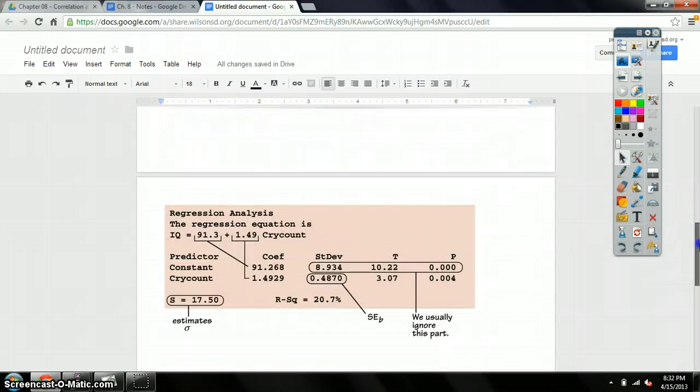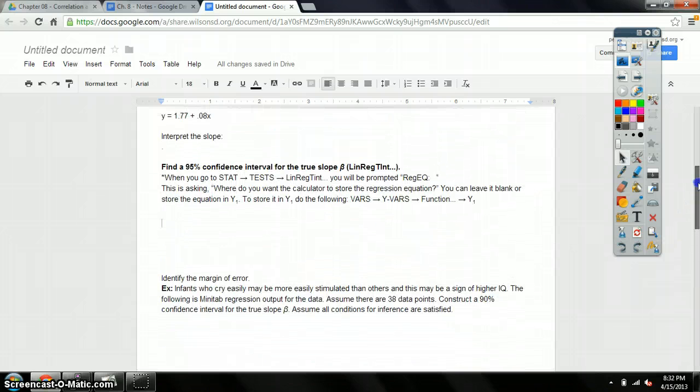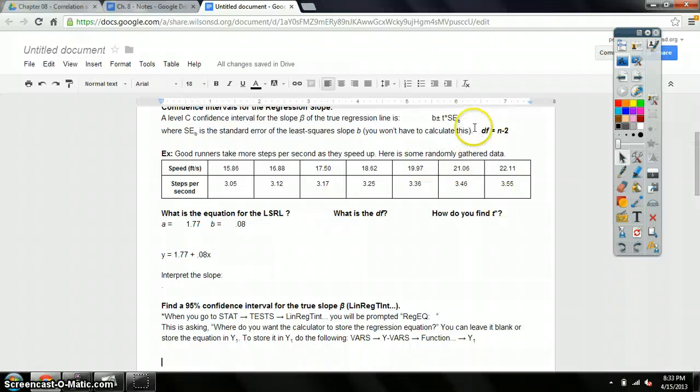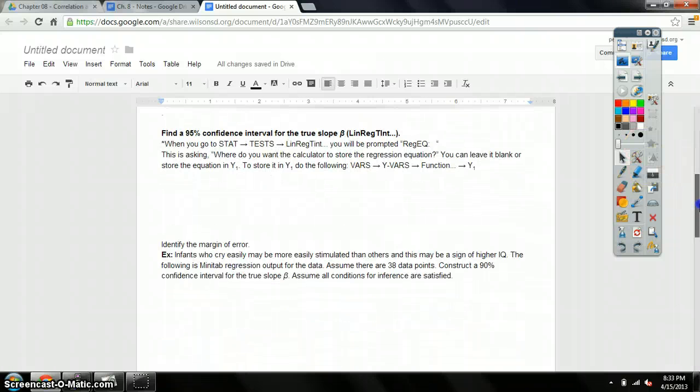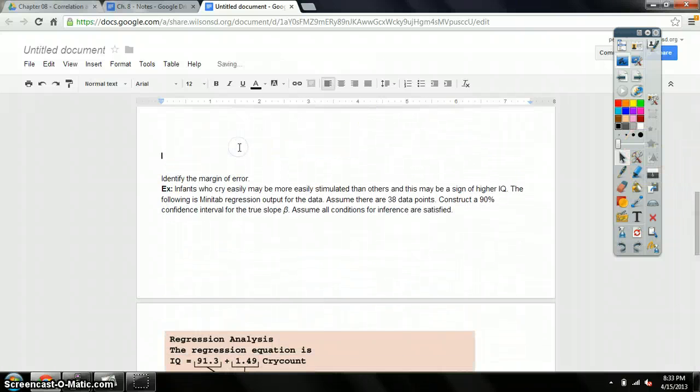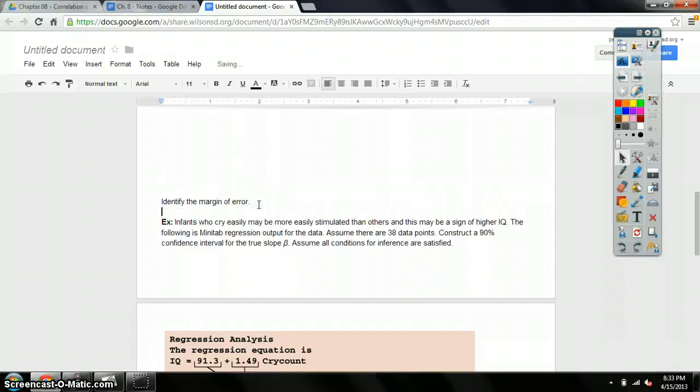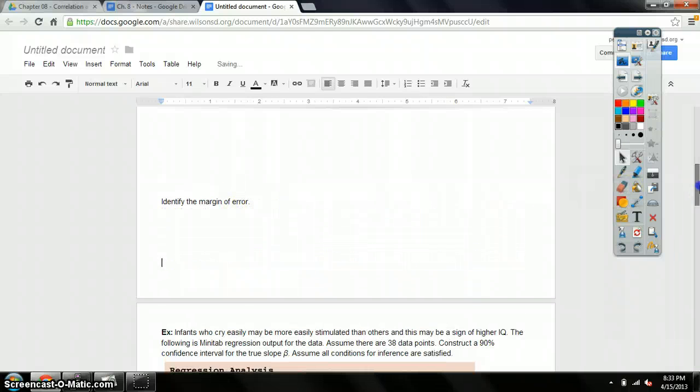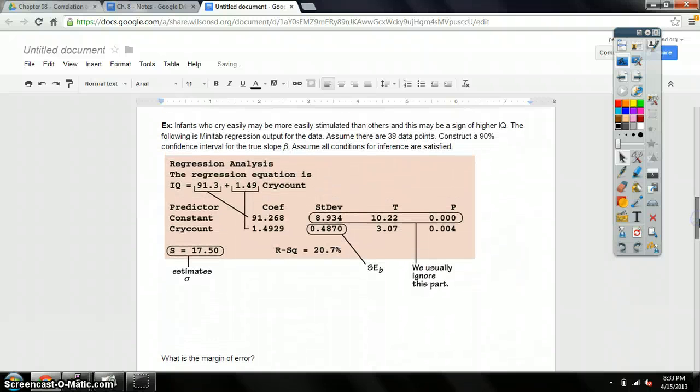Now there's going to be times where we're not going to be able to use the calculator. For instance, here we do have a data set, so it's nice and easy, but there are actually going to be times where we have to use this equation. If we look at this example here, we have infants who cry easily may be more easily stimulated than others, and this may be a sign of higher IQ. The following is Minitab regression output for the data. Assume there are 38 data points. Construct a 90% confidence interval for the true slope. Assume all conditions for inference are satisfied.